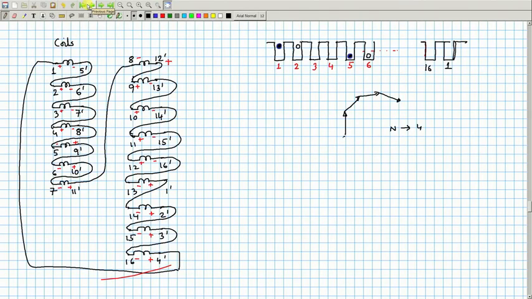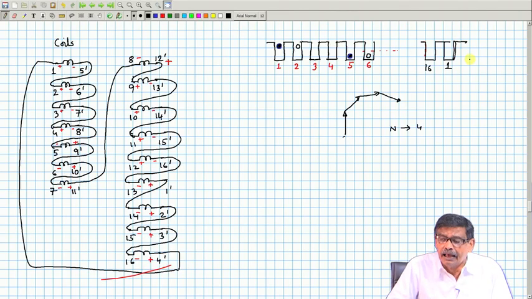You recall that in my last class I said there will be slots. Let us assume the number of slots is 16. Each slot will house 2 coil sides belonging to 2 different coils. All coils are identical, and the coil span is this one. It is a multi-turn coil I have drawn.